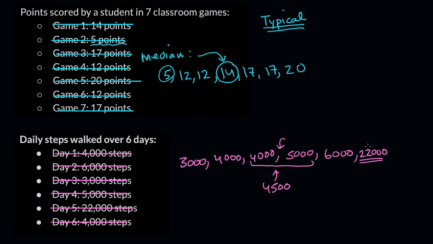While if this was 22 million steps, that would dramatically change the mean, and it would be a mean way higher than any of these other values other than the 22 million.